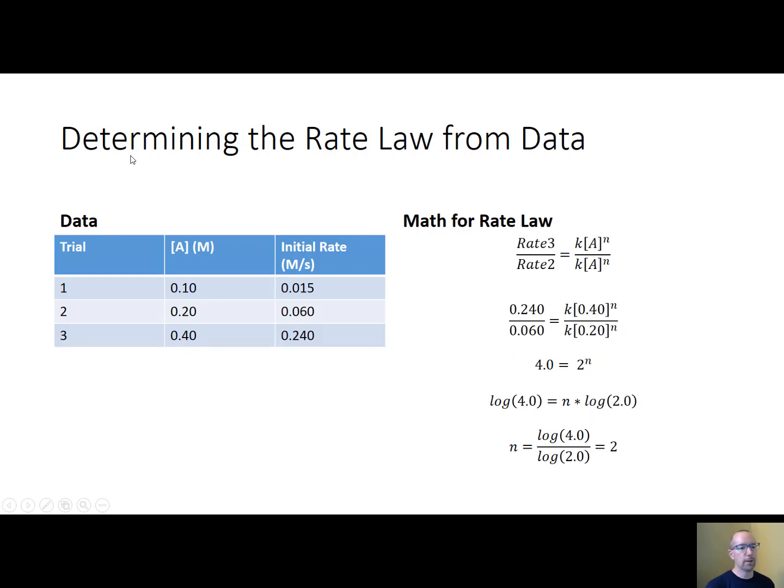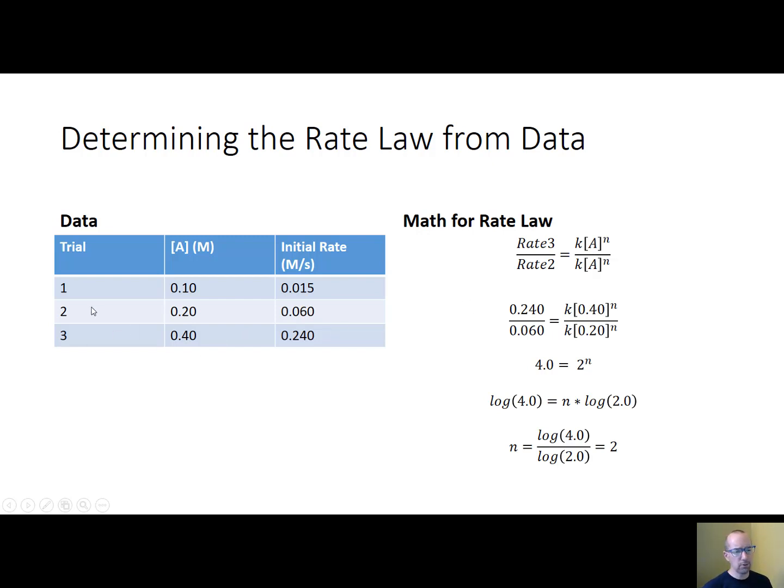So what we're going to do is determine the rate law from data. Here's a table of data. In the first trial, when our initial concentration is 0.1, our initial rate is 0.015. When our concentration is 0.2, our initial rate is 0.06. And when our concentration is 0.4, our initial rate is 0.24.